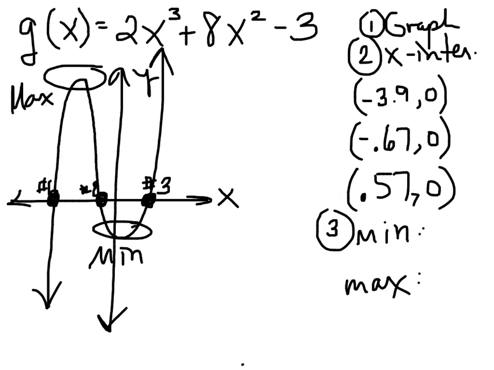Anybody have the minimum? 0, negative 3. Does anybody have the max? I want negative 2.67. And then what was the high, the y? 15.96. Thank you, patience.